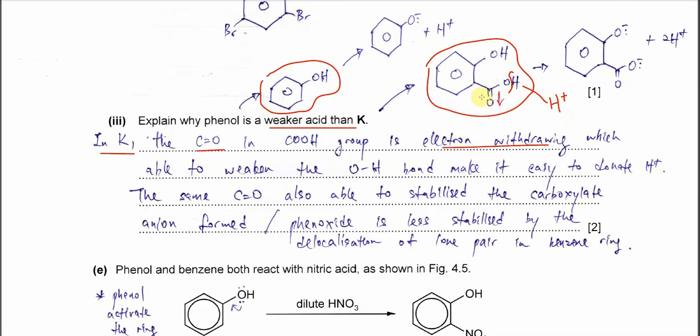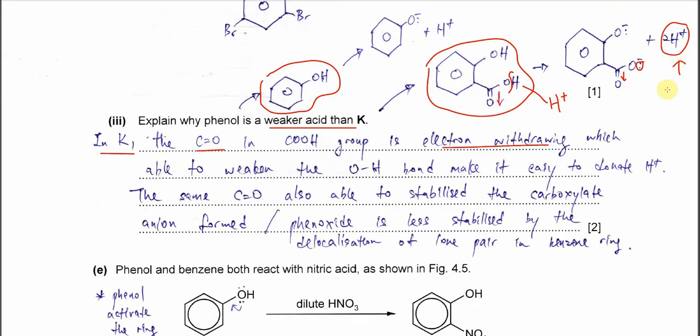The carbonyl group has another effect. After it's ionized, it will form carboxylate, isn't it? Because this carbonyl group is still electron withdrawing, it will still withdraw electrons towards itself, and the electron density on this oxygen is actually lesser. When the electron density is lesser, it is less likely to bond with the H+. So the amount of H+ is more, then it is more acidic.